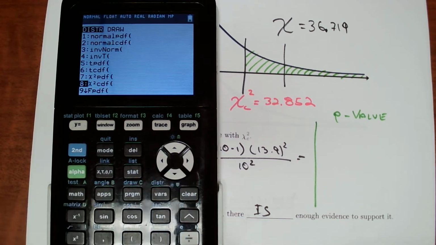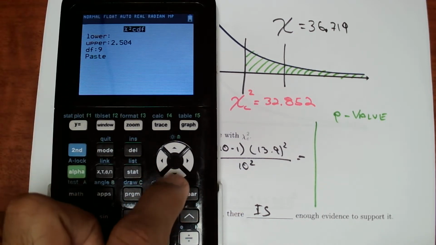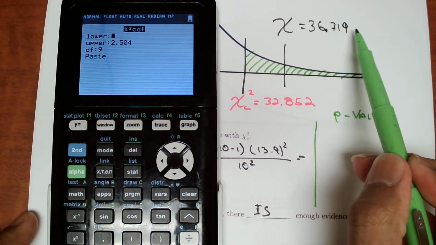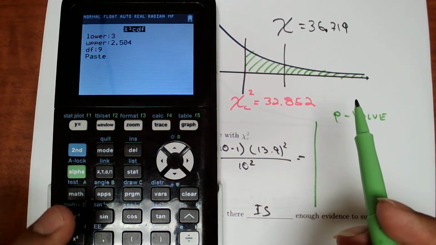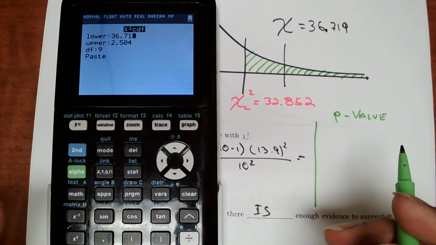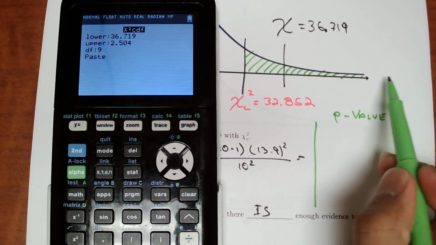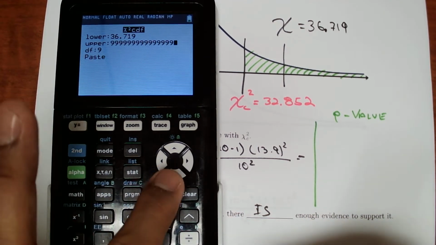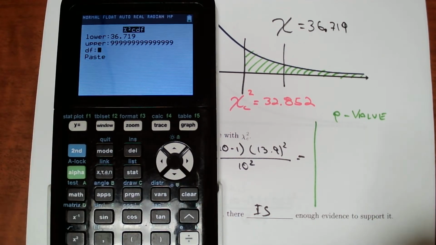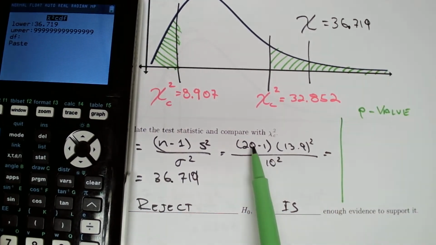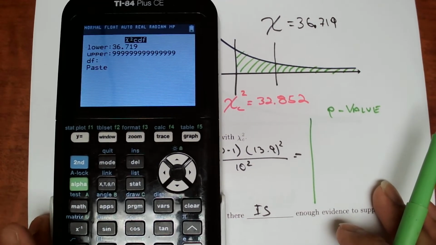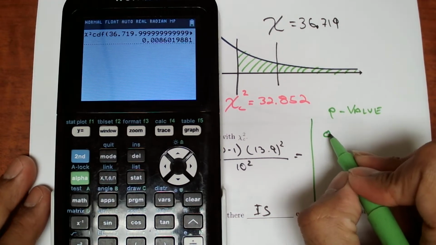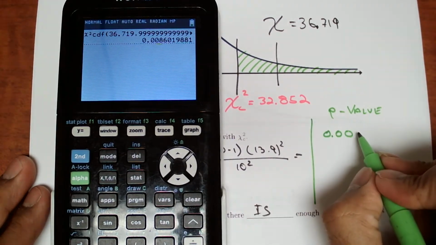We're going to scroll down to chi-square CDF, where the lower value will be the statistic value that you found, in this case 36.719, and the upper value, notice on the right tail this goes all the way to a really big number. You can press a bunch of 9s to make this a really big number representing infinity. For the degrees of freedom, that was the sample size minus 1, which is 20 minus 1, which is 19. Click paste, click enter again to get the p-value, which is 0.0086.